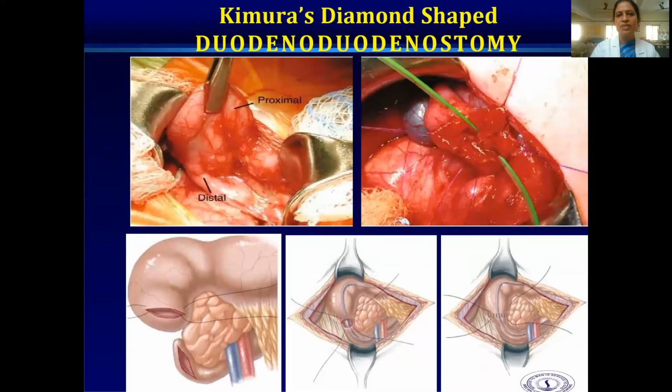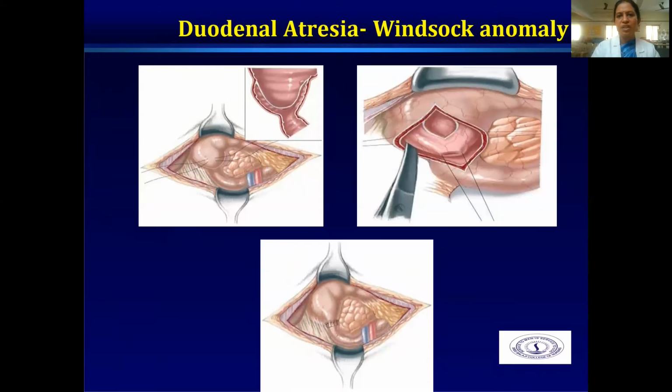Now, Kimura's diamond-shaped duodenoduodenostomy. This is the one where you see the proximal and then the distal part, which are separated, and then anastomosis is being done, suturing is being done. You see, this is how it is done. And the duodenal atresia, that is windsock anomaly. Here we see different pictures where surgical procedures are being carried out.